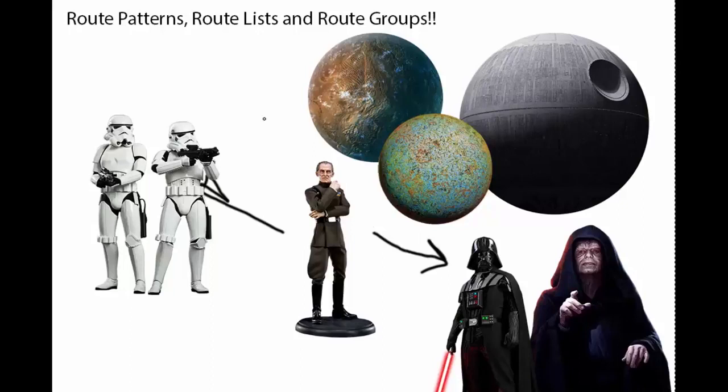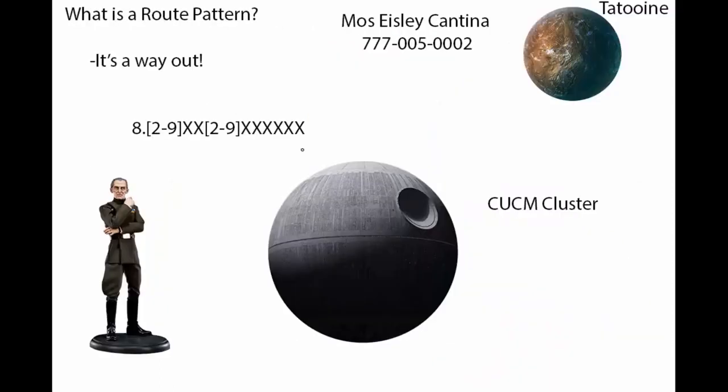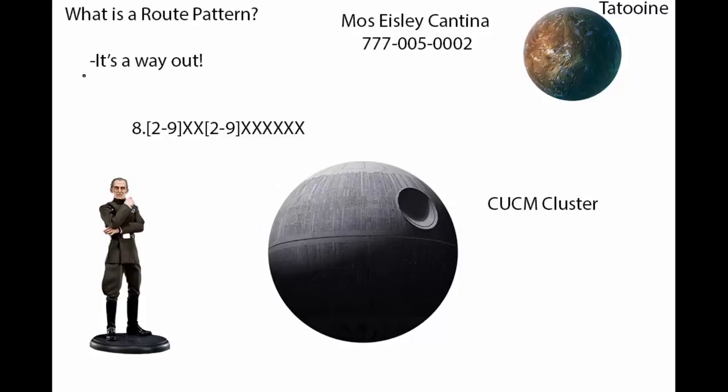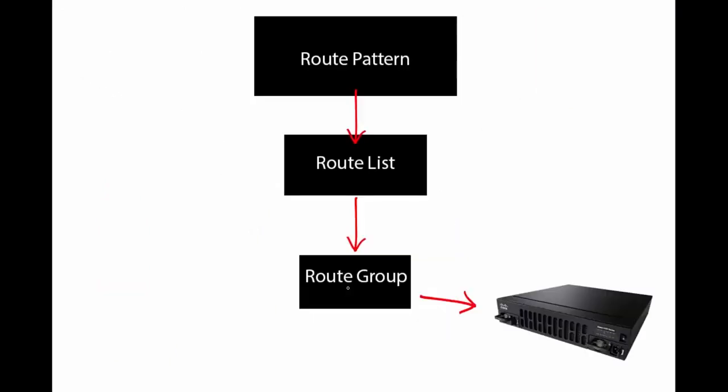So if you go back and watch my calling search spaces and partitions video, you'll know exactly how I have all this good stuff configured. But for him to reach Tatooine and schedule that much needed team building for the Stormtroopers, he's got to leave this system here and go over here. And that's what we do with the route pattern. It's a way out. So if we go back to our hierarchical view, I hope that's a word. I feel like I'm using it wrong. I feel like I'm not saying it right.